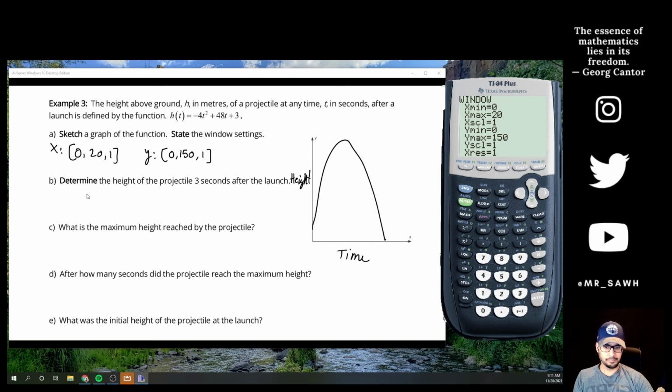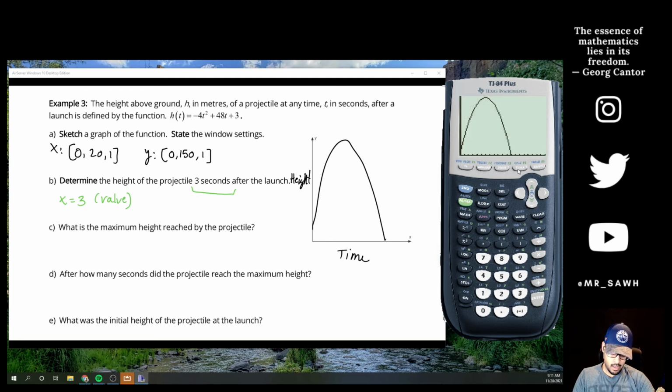Part B says, determine the height of the projectile 3 seconds after the launch. Well, x means time, so we're going to do x is equal to 3, so that's value on our calculator. If we take a little bit of a guess here at 1, 2, 3, somewhere over here is where I'm trying to find. So second trace, option 1 is value. We'll put in x as 3 and hit enter. Here is our value at 111. So y is 111 meters.